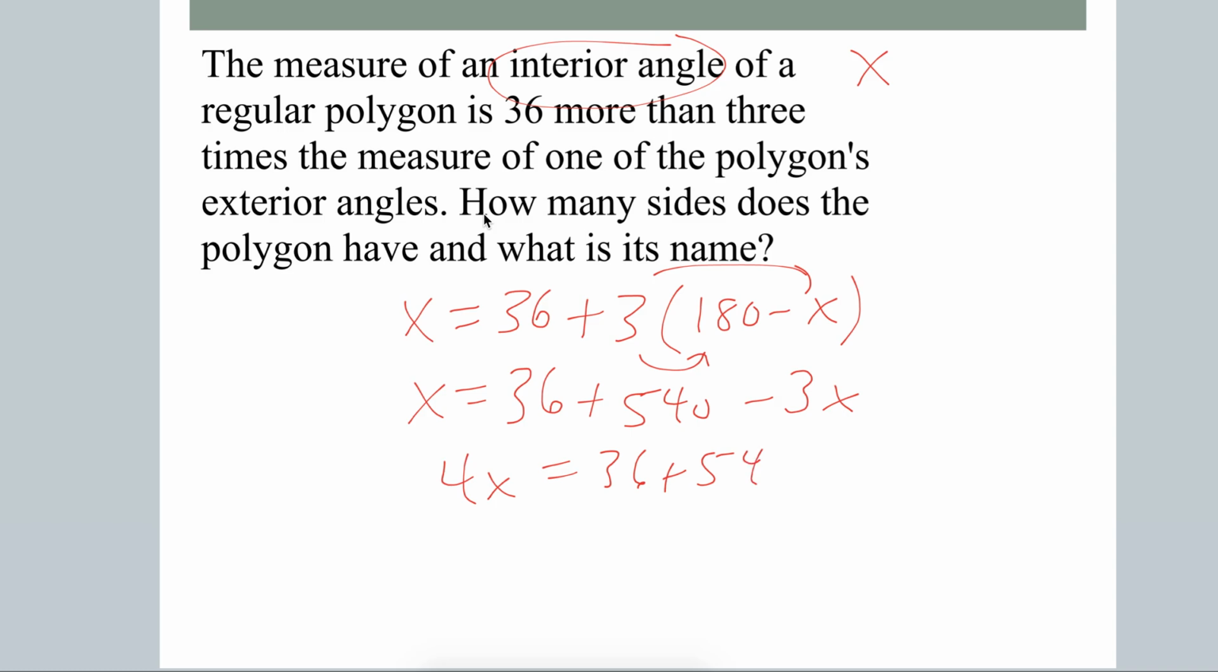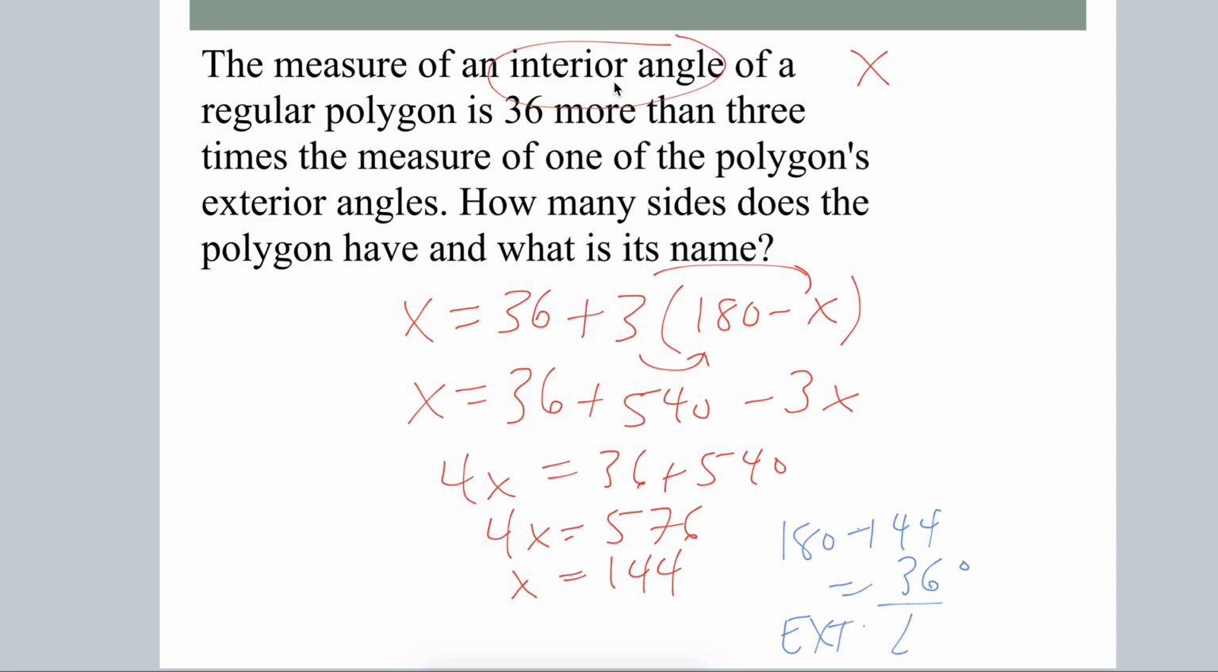And then if we add 3x to both sides, we get 4x equals 36 plus 540. So 4x equals, let's add those together. We get 576. Divide by 4. We get 144. Now remember, we named x as the measure of its interior angle. So if I do 180 minus 144, let's see what we get. We get 36 degrees. So 36 is the measure of each exterior angle.